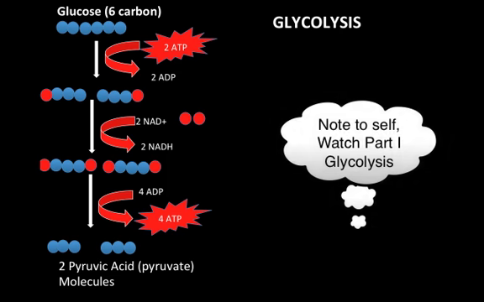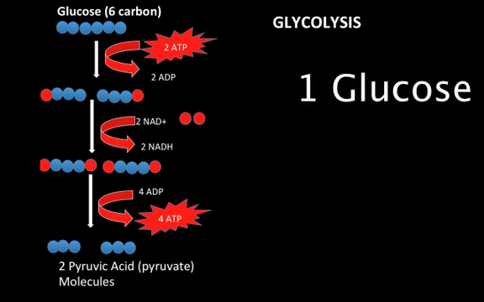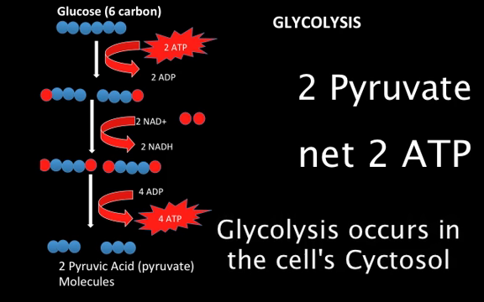Respiration, aerobic or anaerobic, starts with glycolysis. You'll remember that it starts with 1 glucose molecule and that the end products are 2 pyruvate molecules. The net gain is 2 ATP. This process happens in the cytosol of the cell.